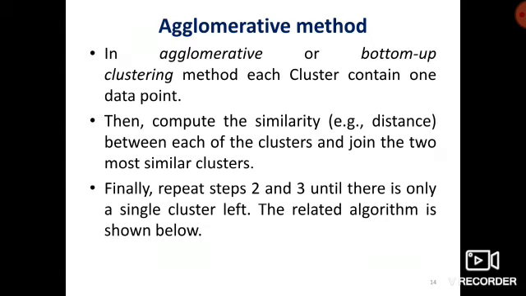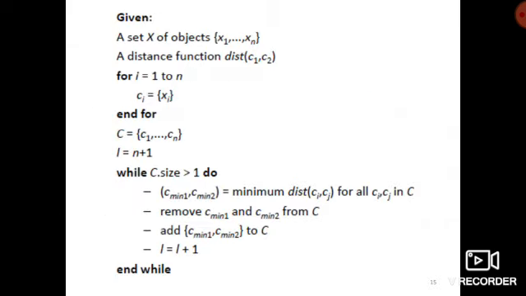Okay, the agglomerative method, or bottom-up clustering method: each cluster contains one data point. Then compute the similarity between each pair of clusters and join the two most similar clusters. Finally, repeat steps 2 and 3 until there is only a single cluster left. The related algorithm is shown below.